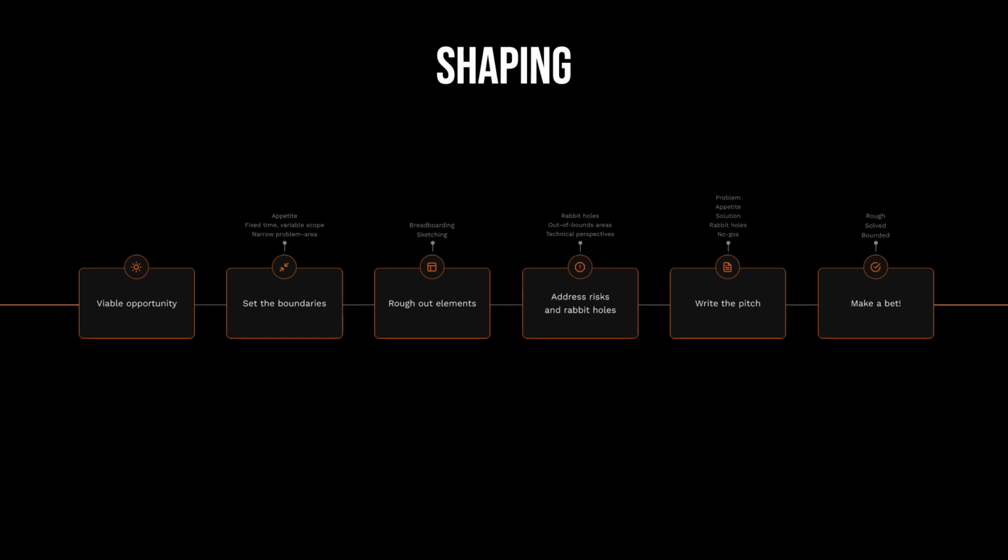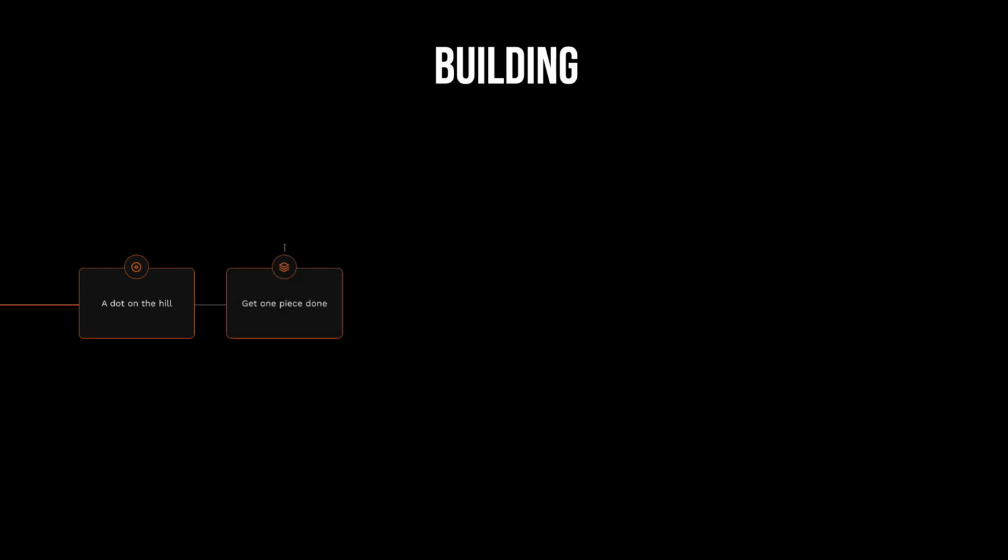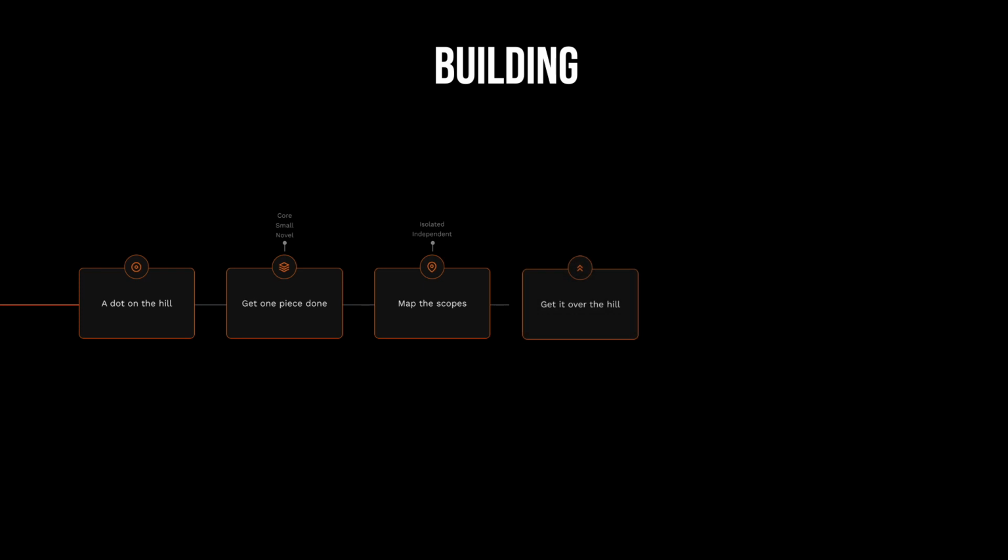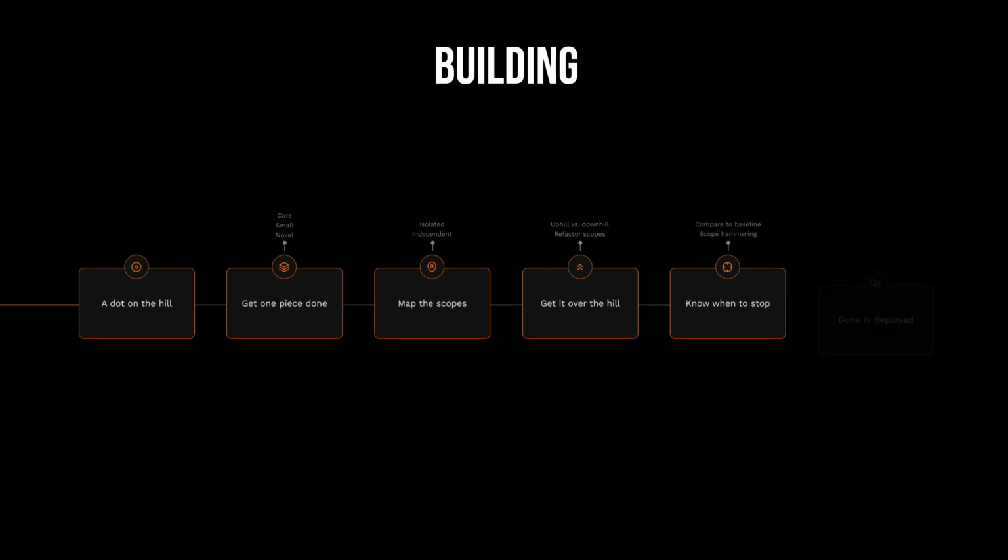And this turns into a dot on the hill, which is our conceptual model for contrasting development work in terms of figuring things out and making it happen. We start by getting one piece completely done, focusing on a small core piece that is more novel in its complexity. We group discovered tasks into independent scopes of work that we can track on the hill. Then we focus on answering unknowns and getting it over the hill. We need to know when to stop by comparing to the baseline of what we're delivering and what is there today. And finally, we're done when it's deployed. We have a live version to learn and iterate from.